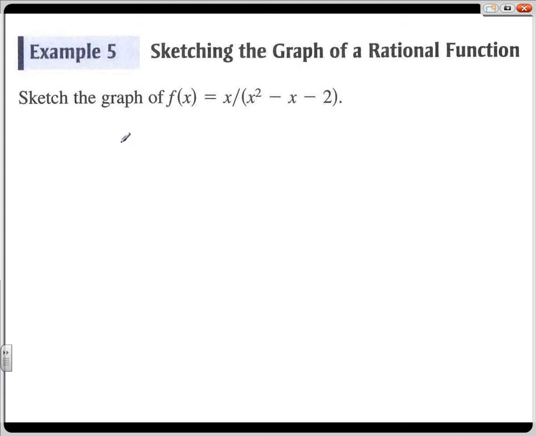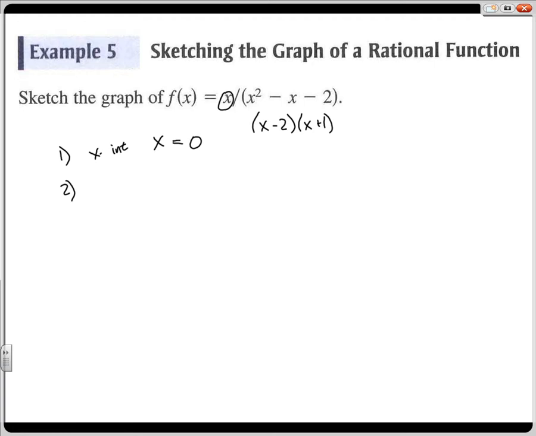So for our intercept, we're going to look at the numerator and say x equals 0 from the numerator. That is our x-intercept. Okay, so first thing we look for. Second thing we're going to look for are our asymptotes. We can't get those until we factor the denominator here. So we can factor this as x minus 2 and x plus 1. So 2 different things going on here.